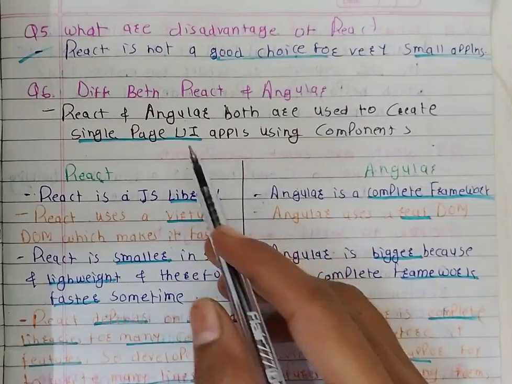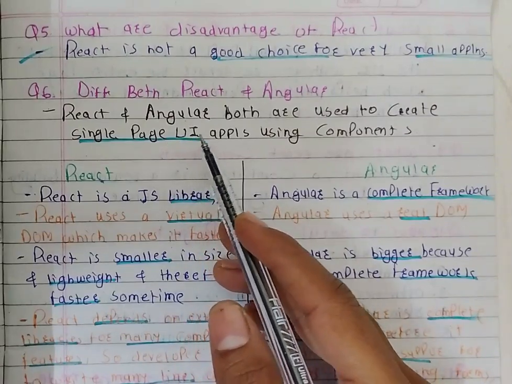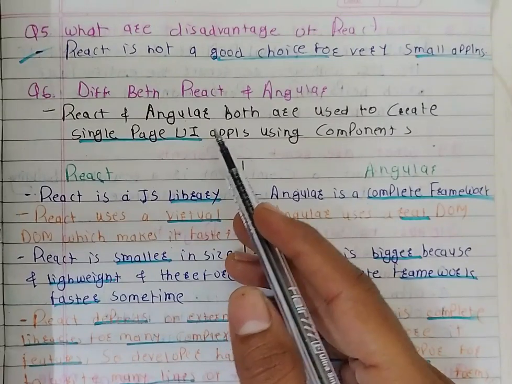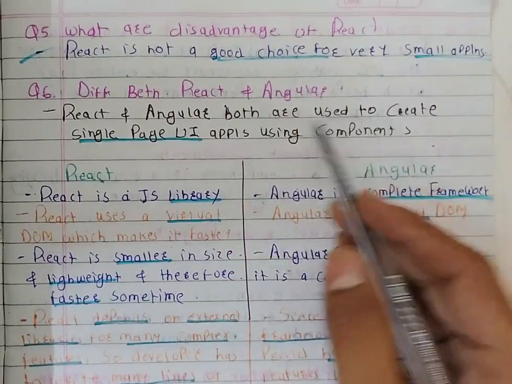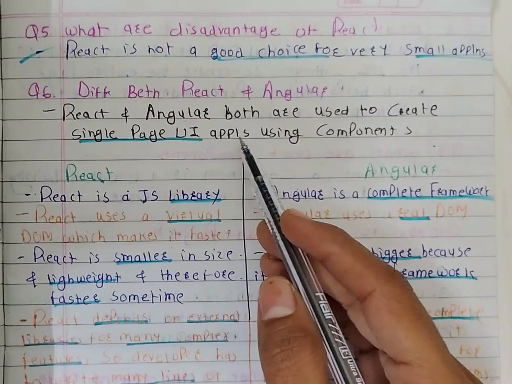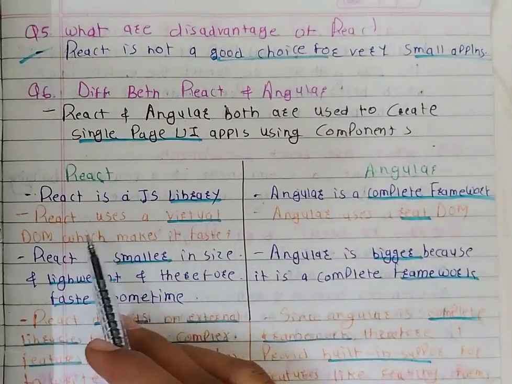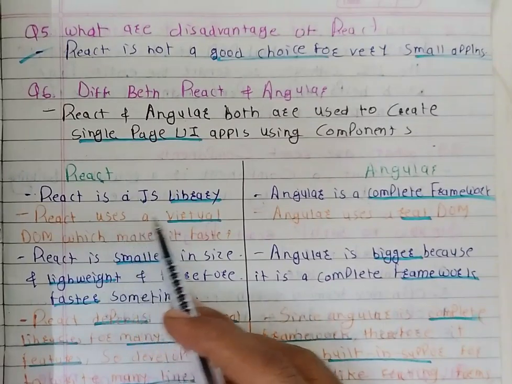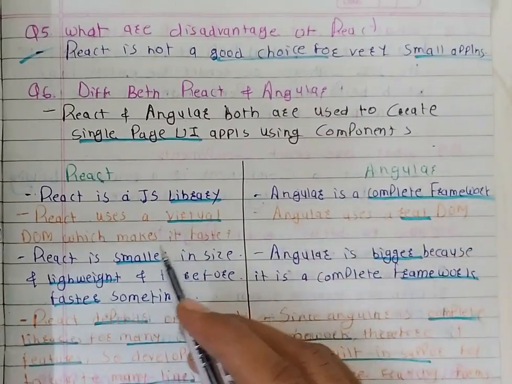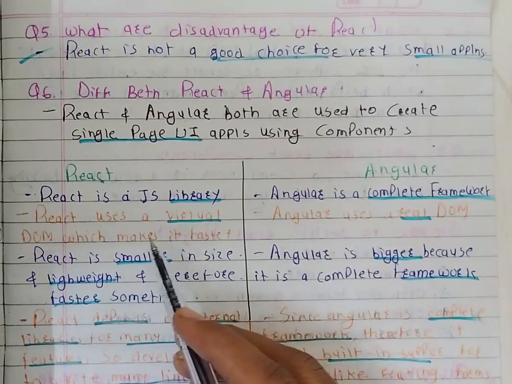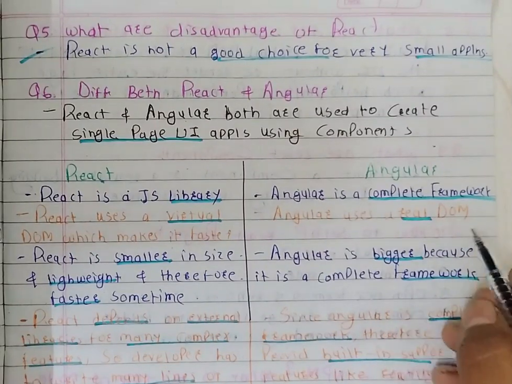Then, the difference between React and Angular. Basically, React and Angular are both used with JavaScript. React is a library and Angular is a framework. With both, we can create single page applications by using components. React is a JavaScript library, whereas Angular is a complete framework. React uses the virtual DOM, which makes it faster, and Angular uses the real DOM, which is a little bit slower.